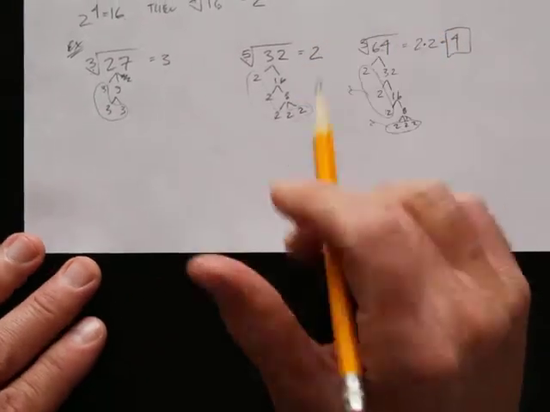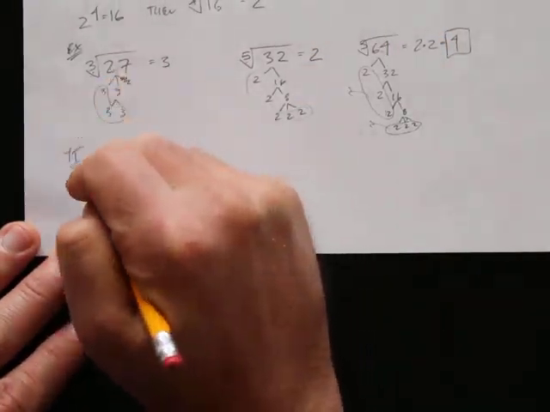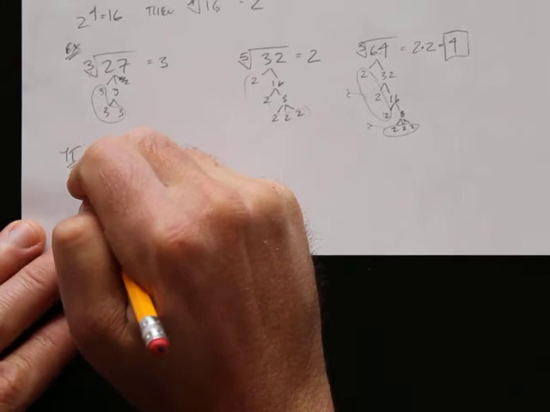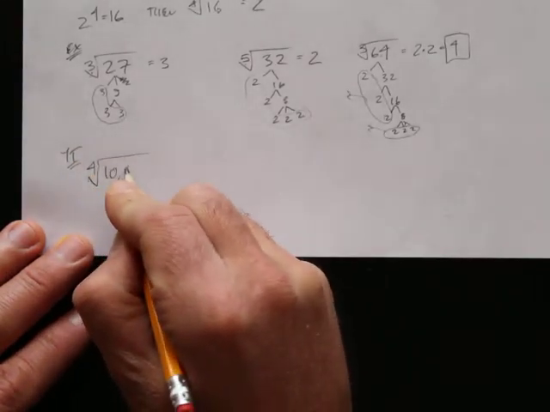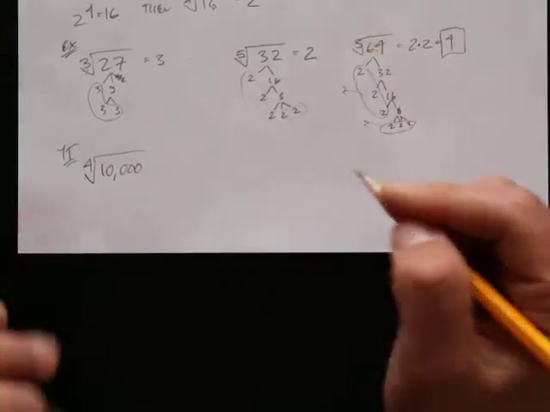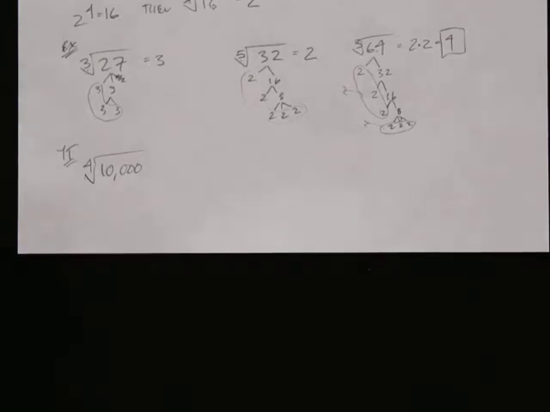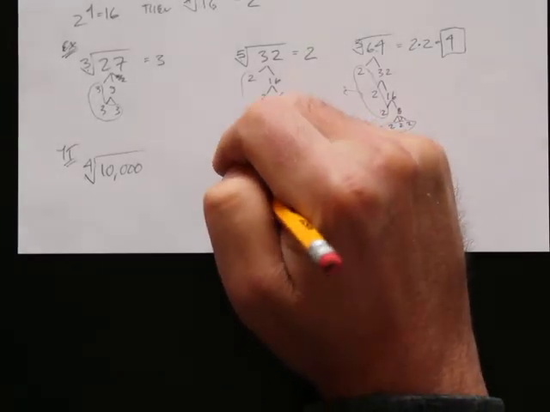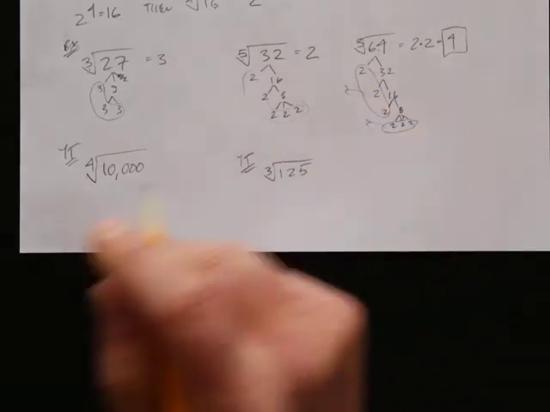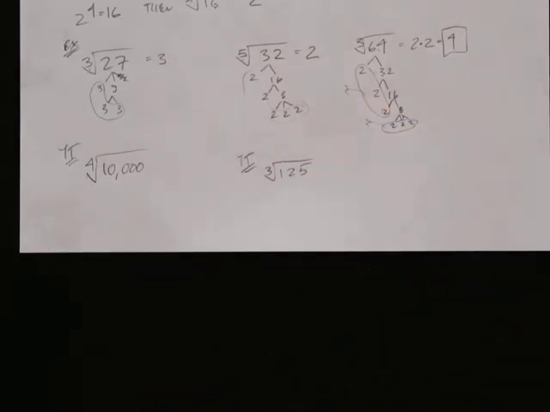All right, let's go ahead and have you try a few of these. The cube root, oh, that's interesting. The 4th root of 10,000. And let's have you do another one. The cube root of 125. All right, go ahead and pause and do those 2 problems, and let's see how you did. Go.